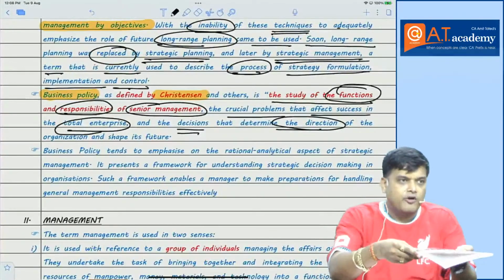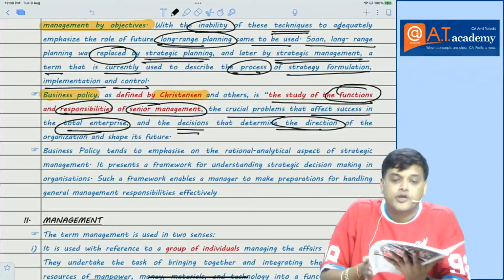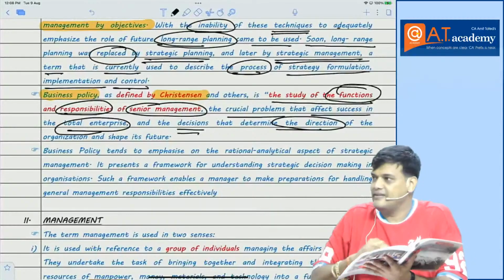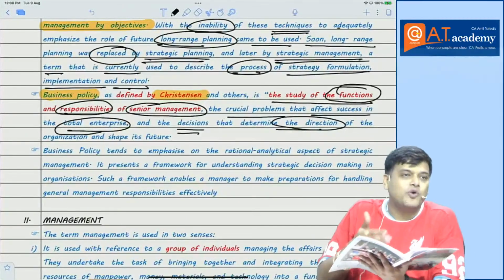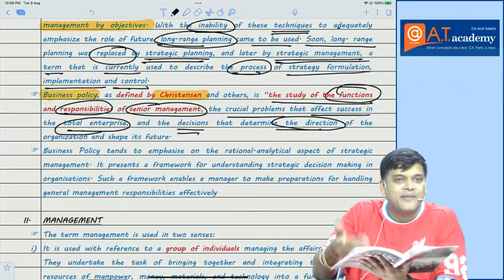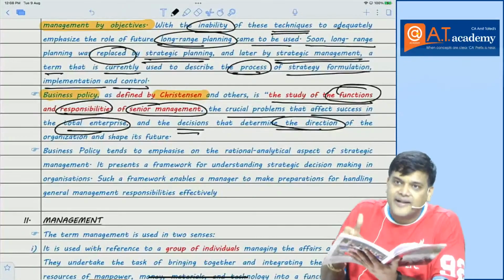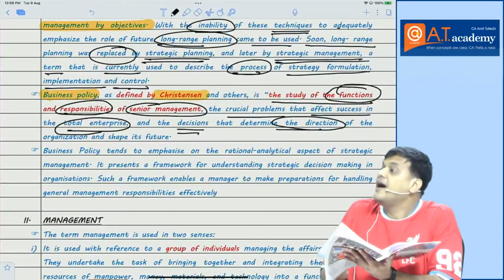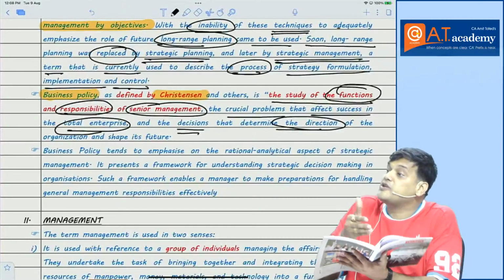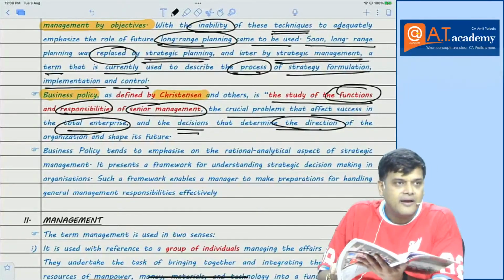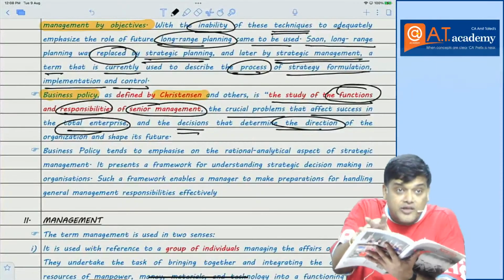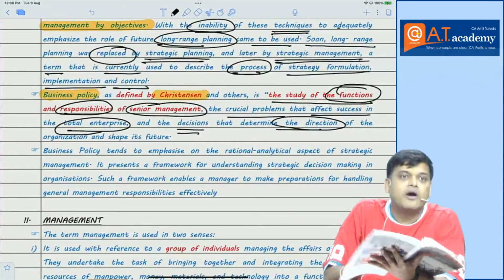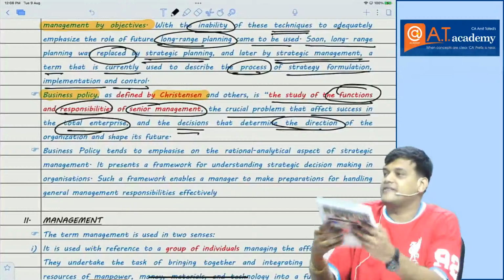If I give you this policy document and you open it, what you will get is written here. You will get the responsibilities and functions of senior management. What is the function of senior management? What are the responsibilities of senior management? This will be written. After that, the crucial problems which the organization may face will be written. And what decisions there are to achieve the direction of the company will be written. This is called policy.